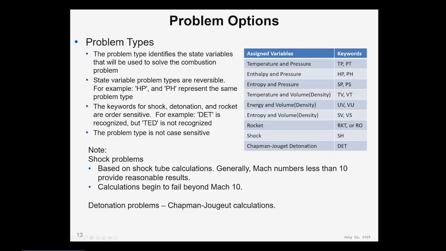Shock problems are based on shock tube calculations. These are not external flows over surfaces. And as such, the reliability of these calculations is good up to about Mach 10. And we find that beyond Mach 10, it's heavily dependent on the reactants, how good or consistent it may be. But we strongly recommend, if you're looking to try to do planetary entry or anything over Mach 10, you need another code to begin to calculate it. Detonation problems are Chapman-Jouguet calculations.